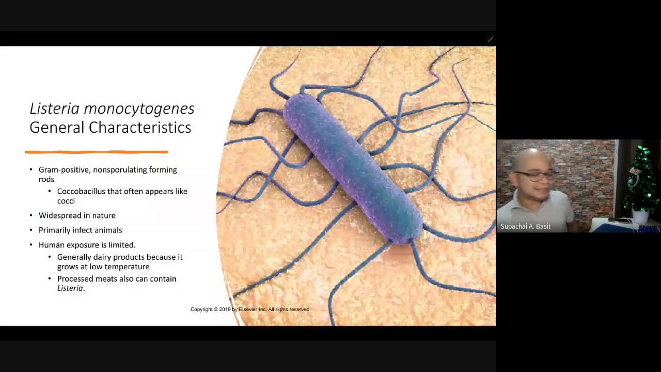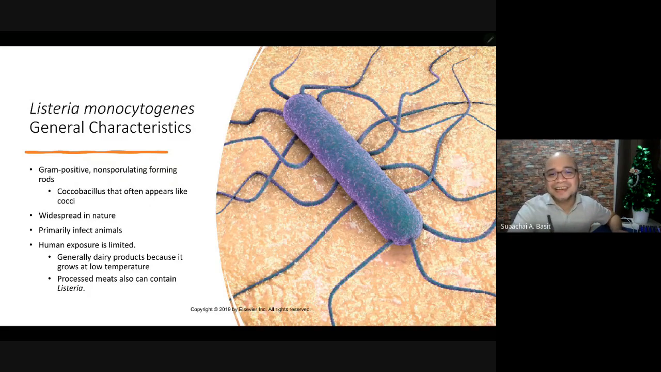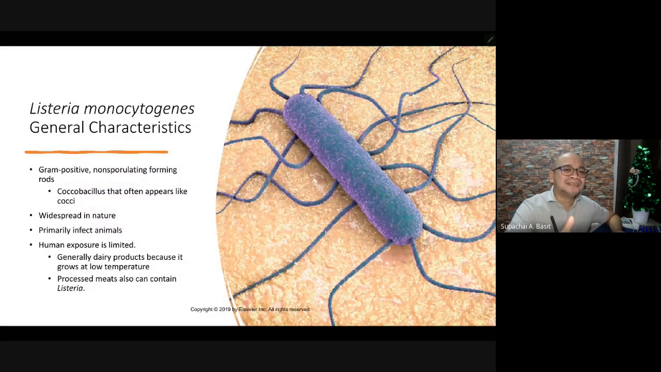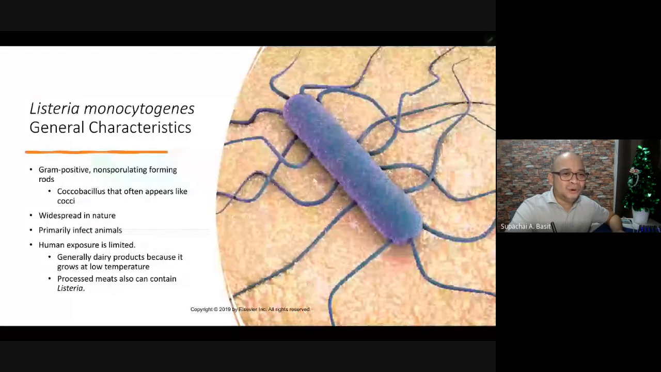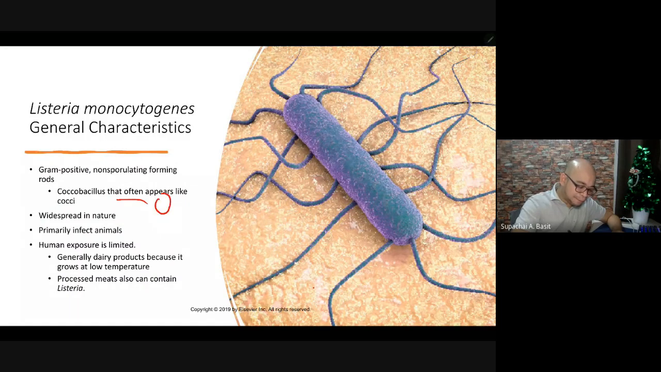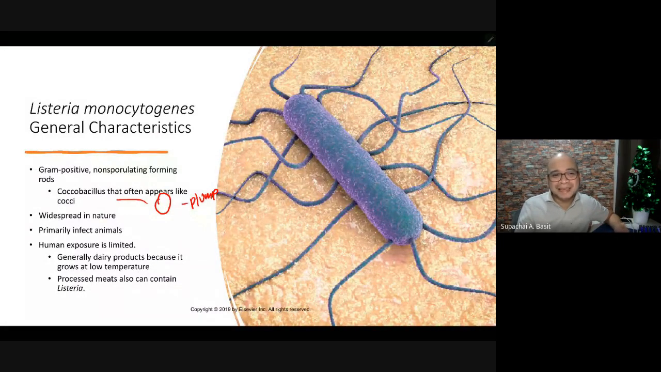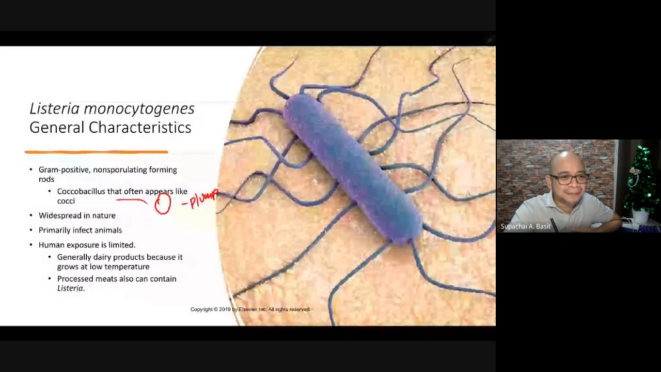Okay, so let's now proceed to another interesting gram-positive bacilli. This time, we'll be talking about Listeria monocytogenes, a gram-positive, non-sporulating coccobacilli. What is a coccobacilli? A coccobacilli is a plump bacillus. Because they are plump, sometimes they may even appear like cocci, but actually they are classified as bacilli. They are widespread in nature and primarily infect animals.